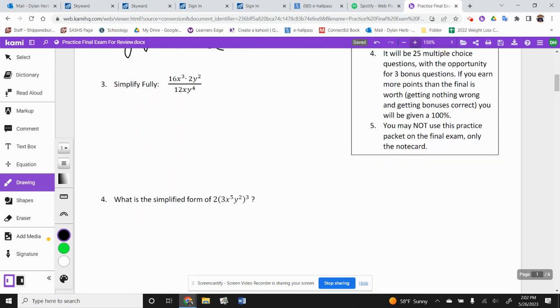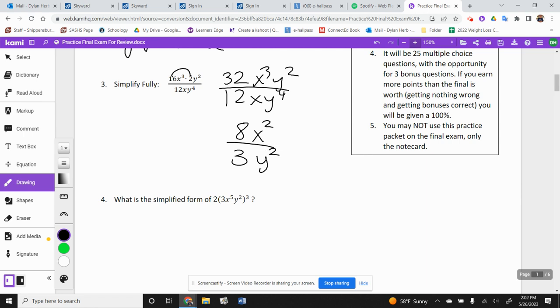Number 3, one thing to make sure that you do is you have a 16 and a 2 multiplied on the top, so multiply those together to get 32 first. And then you're going to use your exponent rules, which is to subtract the powers. So you're going to take the top number, subtract the bottom number. If you want to simplify this fraction, both can be divided by 4. So that should be 8 over 3. You should have 2 x's left on top, and you should have 2 y's left on bottom. So if you do 2 minus 4 here for the y's, you get a negative 2. And when you have negative powers, those go in the denominator.